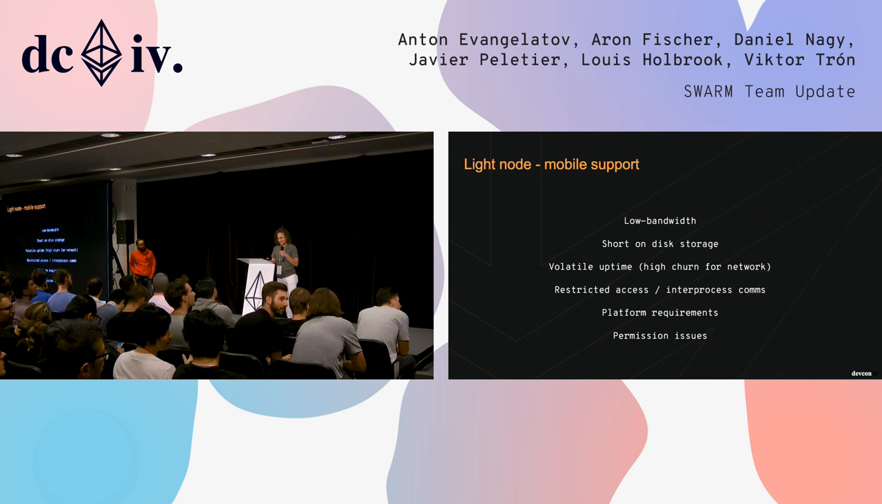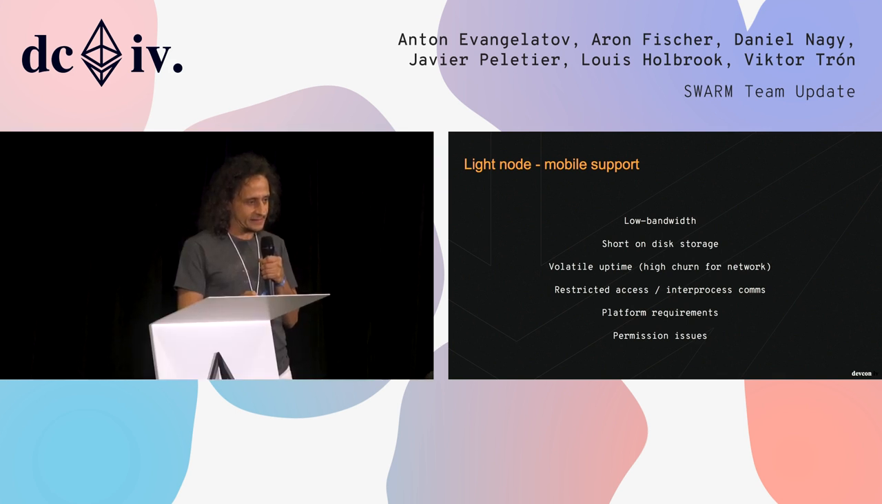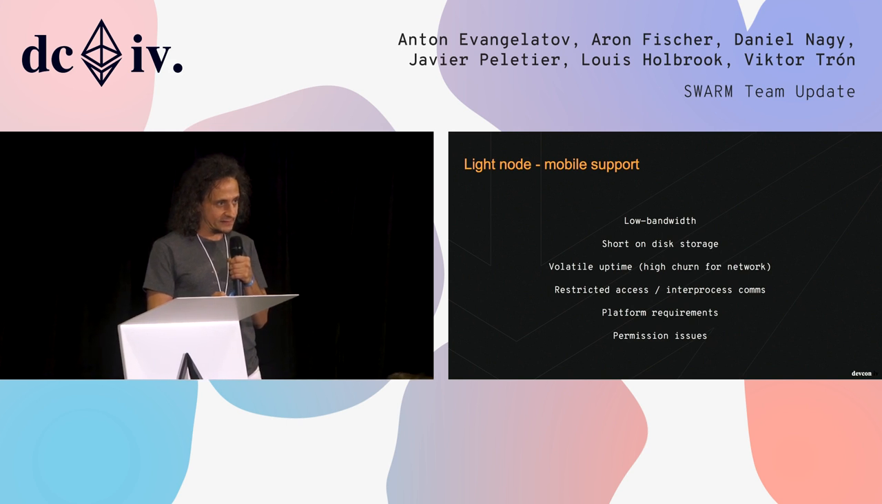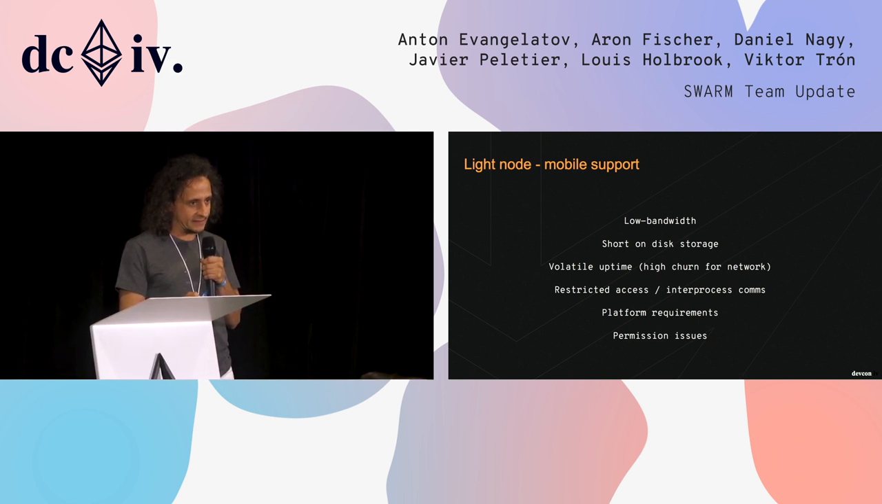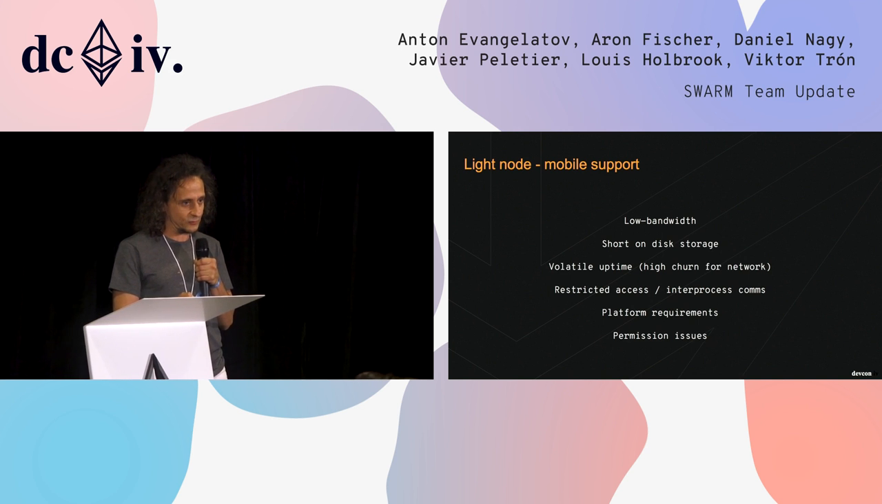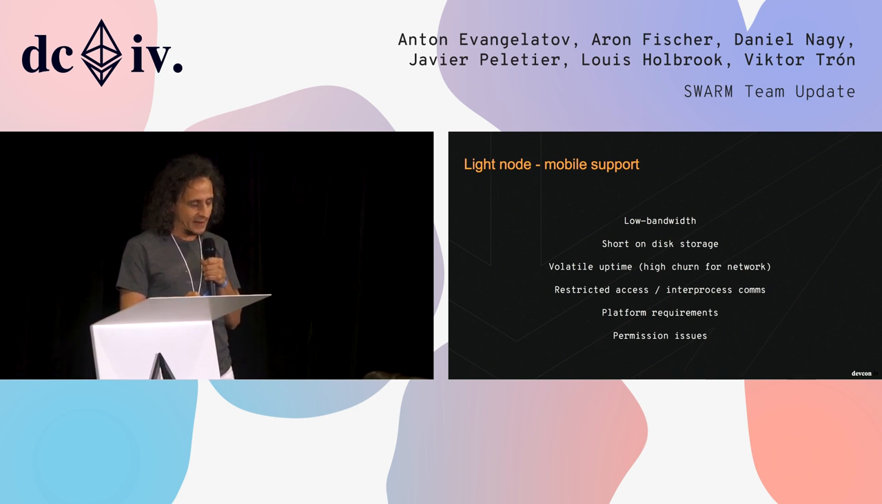So now let's talk about light nodes. We realized early on that we need to distinguish between two types of nodes: ones that are constantly online and therefore reliable for storing chunks, and nodes that have high churn, basically where you just open your laptop and close it, or you have your mobile device. In general, we call this distinction light node as opposed to full node, or light mode of operation, maybe you can call it. It's basically about mobile support.